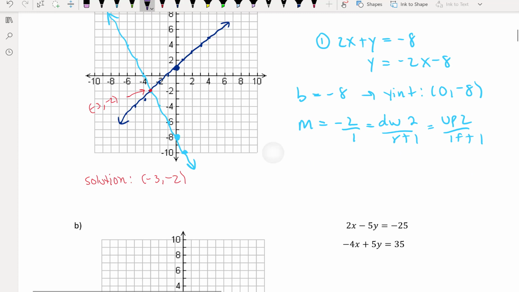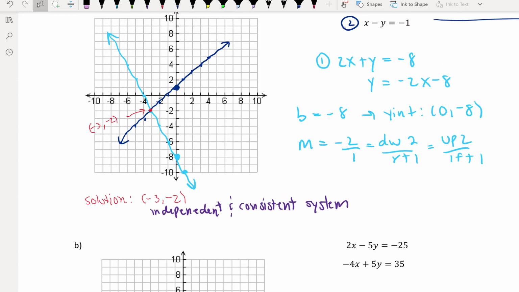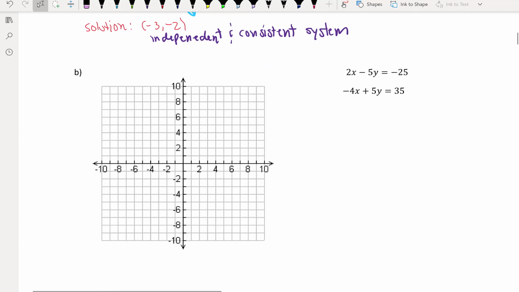Another thing that you can say is that these are an independent and consistent system, since both equations meet up and intersect at one place, okay? All right. So let's go ahead and do this for part B.